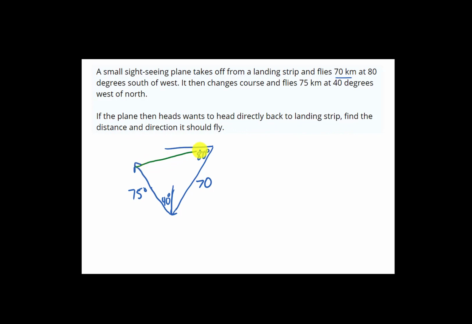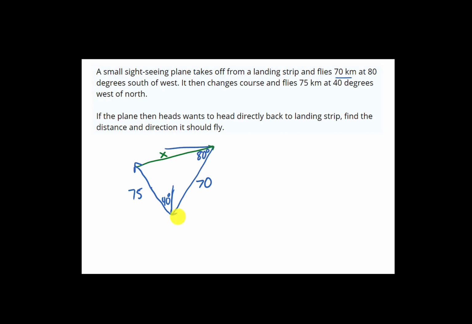So then we've got to head back here to the landing strip, and we want to know that distance, and we've also got to get a direction. So let's look at this and see what we can figure out from what we have and what we need. We've got two sides, and we have part of an angle here, but we don't have the rest of the angle here. But let's see how we could get at that.